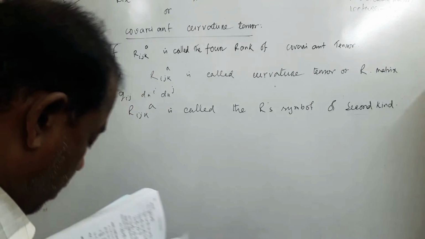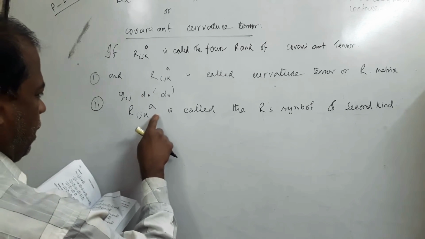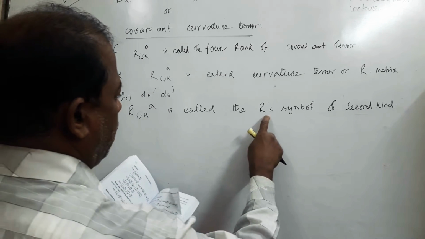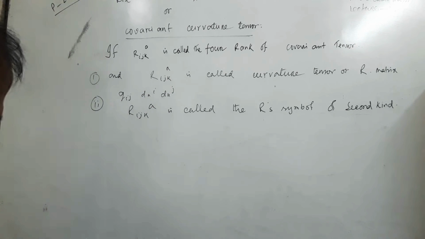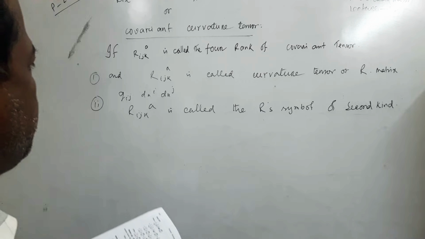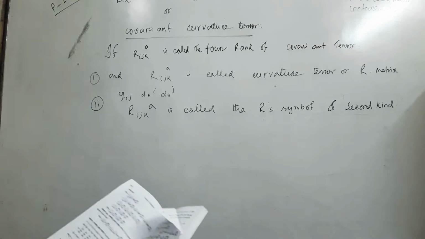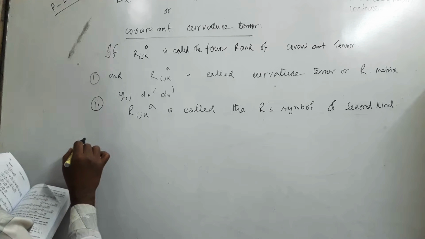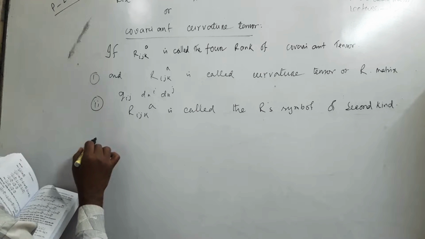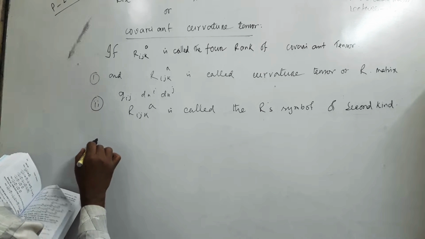Secondly, Rijk is called the Riemann symbols of the second kind. It's a formula, and this formula is so easy. I think you have to keep it in mind and memorize it.